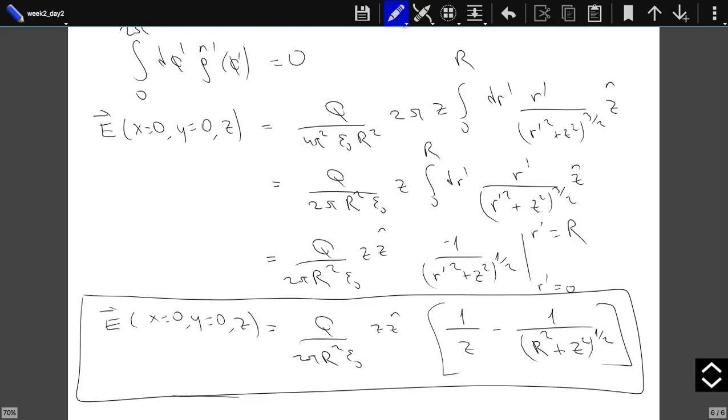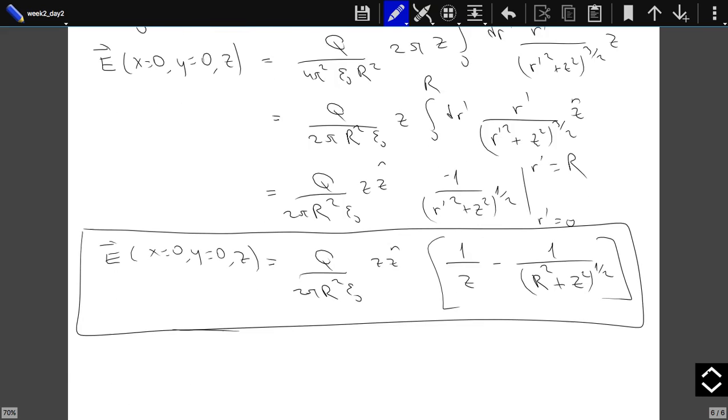If we have done everything correctly, assuming that our answer is correct, this is the final expression we have. Now let's check if our answer is correct or not. Let's start with units.